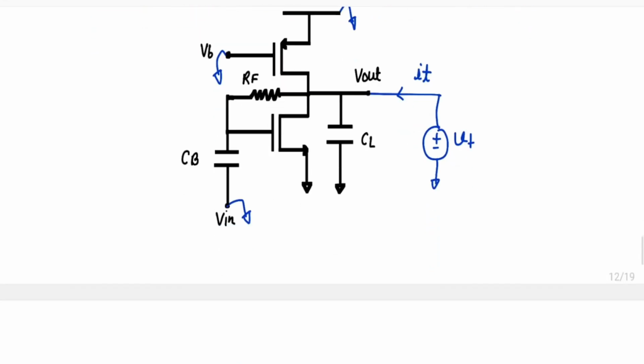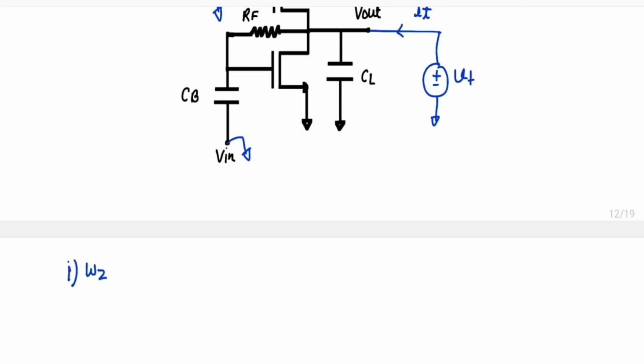Now we will calculate the 0. The output impedance Z out equals V out divided by I out equals 0, so it means V out equals 0.